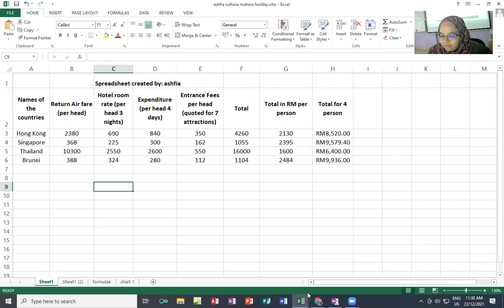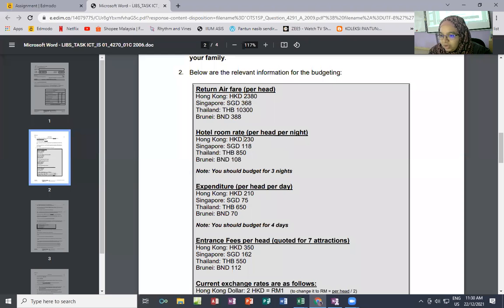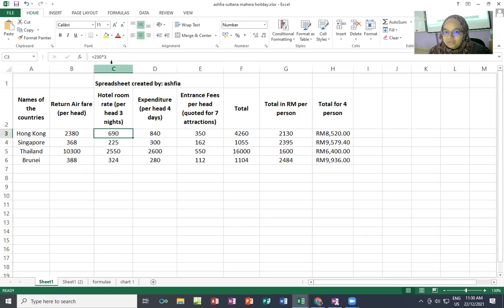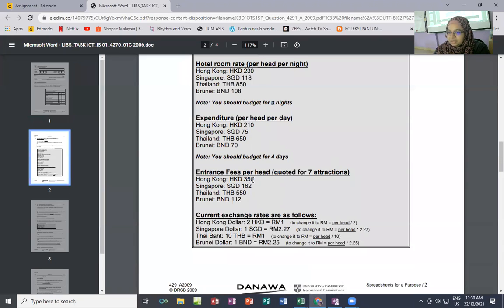This one, as you see, like I said, the question gives only per night, but you have to count for 3 nights. So what do you do? You times by 3. Expenditure, you have to times by how many? 4. Entrance fees for 7 attractions, you don't have to times by 7. These are all for 7 attractions already. So you just put the original number.